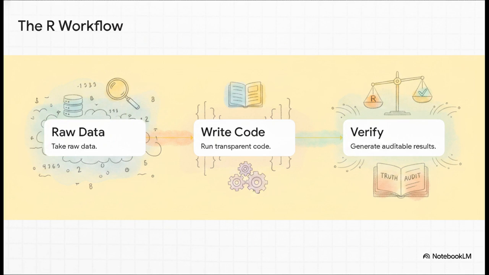But with R, we have this beautifully simple, foolproof workflow that bridges the gap between raw information and verifiable truth. Just walk through these steps with me. Step 1, you take the raw data. Step 2, you run transparent line-by-line code. Step 3, you generate fully auditable results. Literally anyone in the world can take your R script, run it step by step on their own machine, and see exactly what you did to arrive at your conclusions. It enforces ultimate transparency and just completely eliminates the mystery of that software black box.